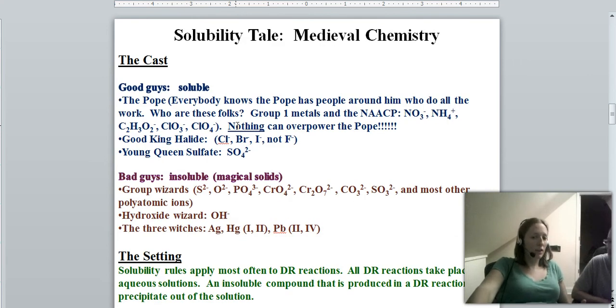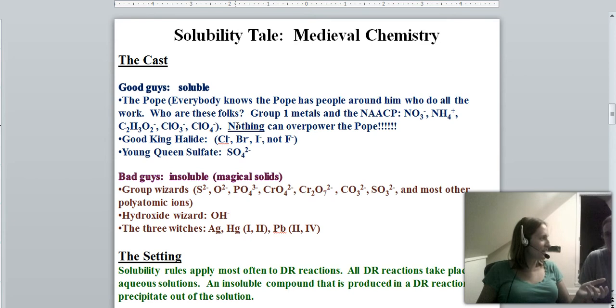We have some good guys and some bad guys. The good guys obviously include the Pope. All right. He's not evil. He's great. The Pope is comprised of the alkali metals, so sodium, lithium, potassium, rubidium, those guys. So that's the Pope. And he also has got some minions. Maybe they're monks, let's say. He's got some minions that help him, who also qualify as members of the Pope team. And that is obviously the NAACP.